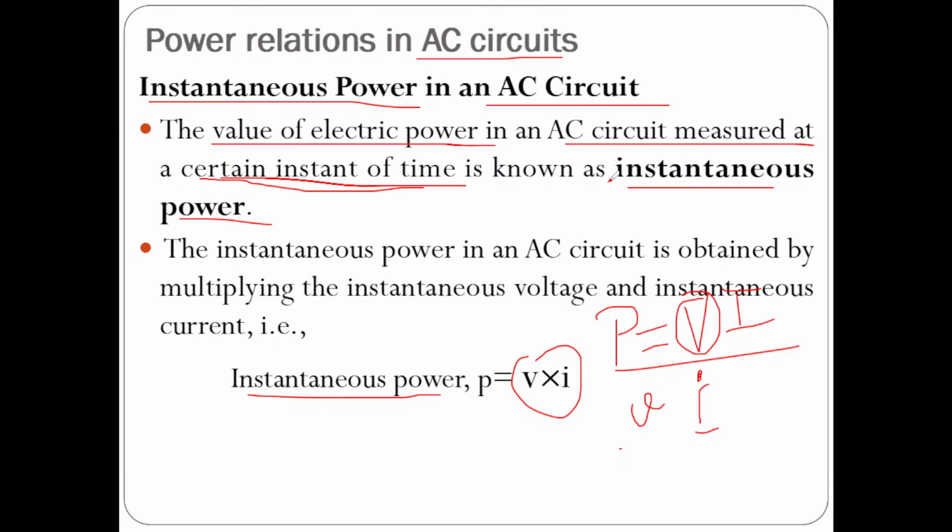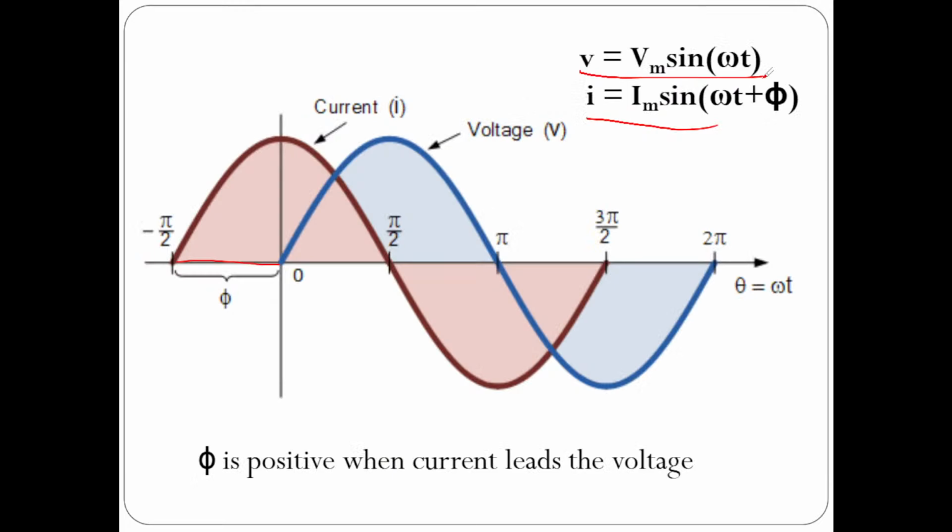So since current is leading voltage, if this is our voltage equation, V equal to Vm sin omega t, then the current equation I should be equal to Im sin omega t plus phi. Why plus phi? Because the current is leading voltage by an angle of phi. There is a phase angle difference between voltage and current here. Current is leading voltage by phi.